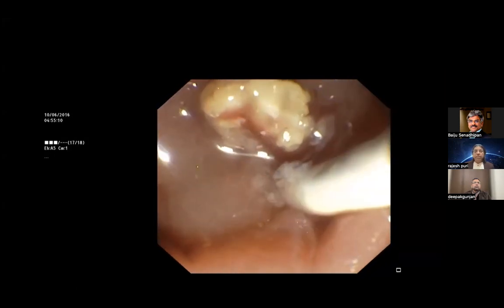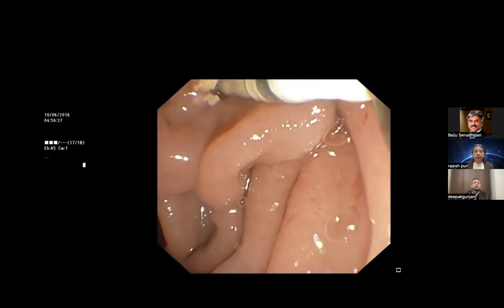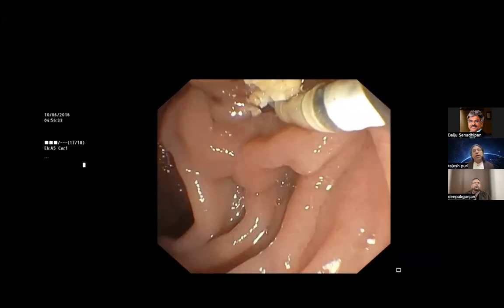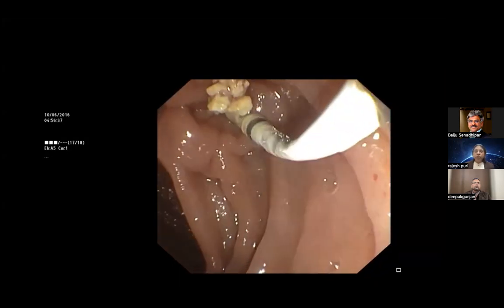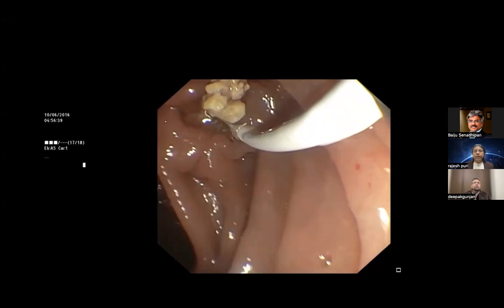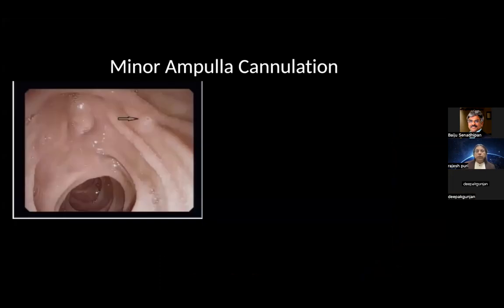Yes, a question may sometimes arise: the balloon may burst with the pancreatic stone because they are speculated. But using the Dormia basket, the chances of success of complete clearance are sometimes difficult. But I think it is an individual practice. In my practice, I use the biliary balloon to remove the pancreatic stones.